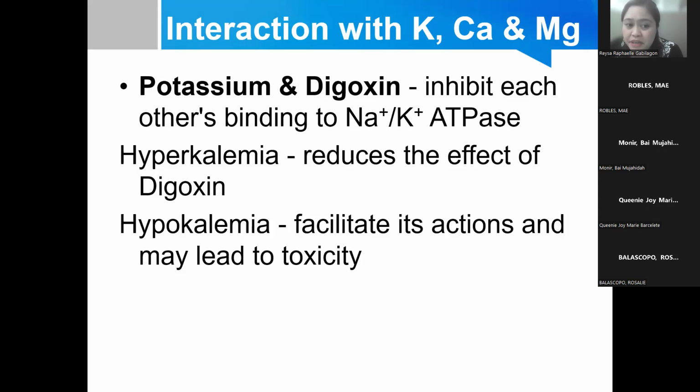The patient may experience toxicity. Kasi wala nang kakompetensya si digoxin doon sa binding site niya kay sodium potassium ATPase. The digoxin is free to bind and maraming digoxin will mean toxicity. Okay? So kailangan balance lang para mabalance din ang activity ni digoxin. So please take note ha, hyperkalemia means no reduced or no effect for digoxin. Hypokalemia is magfa-facilitate ng activity but it may lead to toxicity.